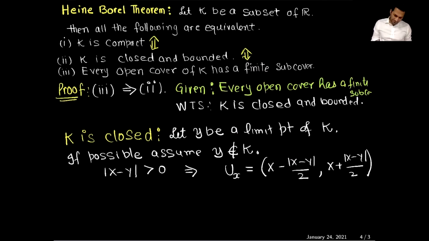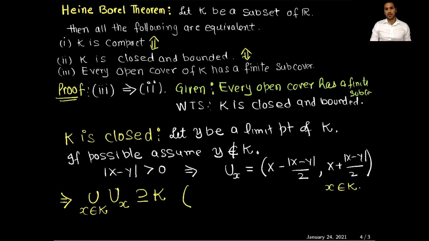Now clearly, if I take the union over x belonging to K of these U_x, this must contain K, because each x belongs to the interval U_x, and I take my x belonging to K. Therefore each x which belongs to K also belongs to this union. So it means this is an open cover for K.